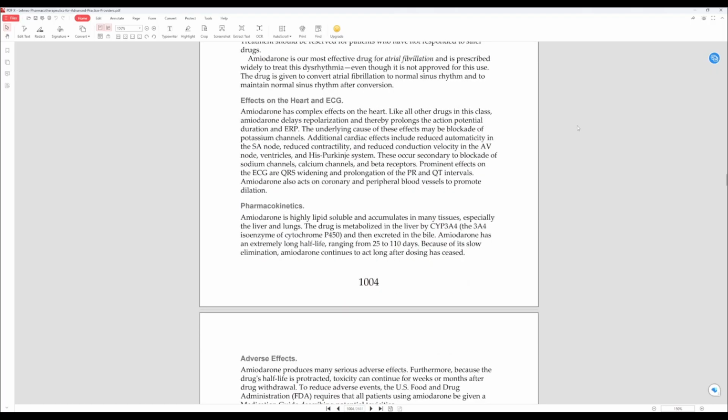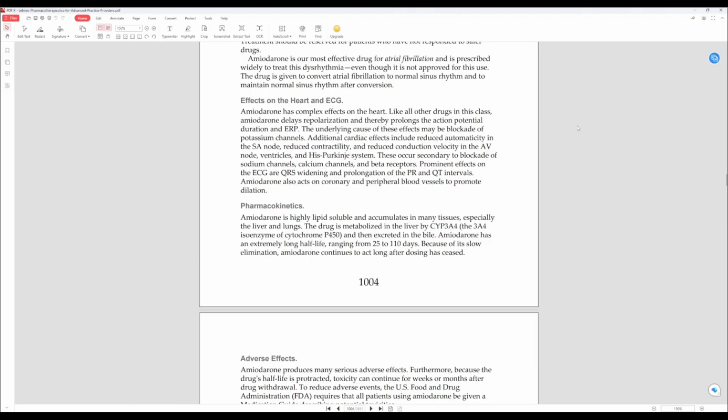Amiodarone has complex effects on the heart. Like all other drugs in this class, amiodarone delays repolarization and therefore prolongs the action potential duration and ERP. The underlying cause of these effects may be blockade of potassium channels. Additional cardiac effects include reduced automaticity in the SA node, reduced contractility, and reduced conduction velocity in the AV node, ventricles, and His-Purkinje system.